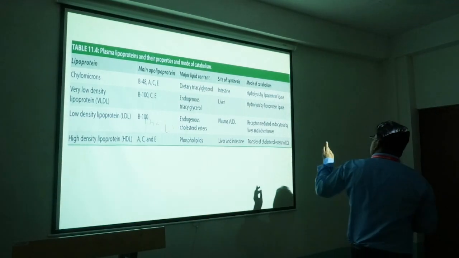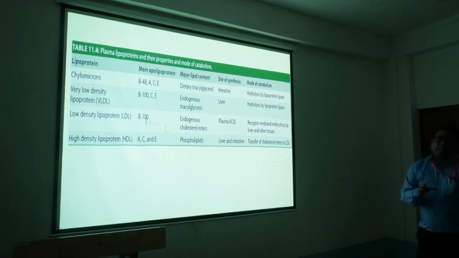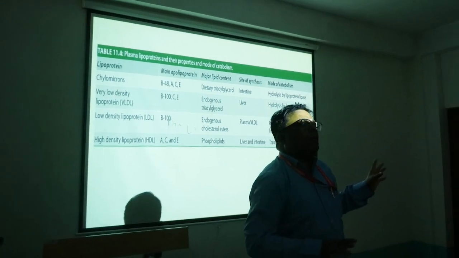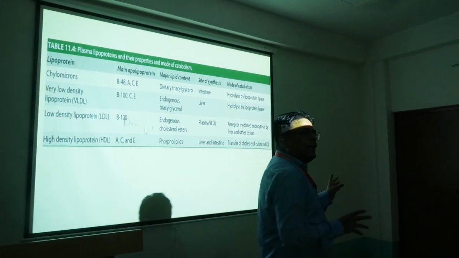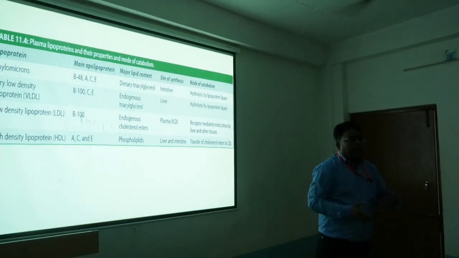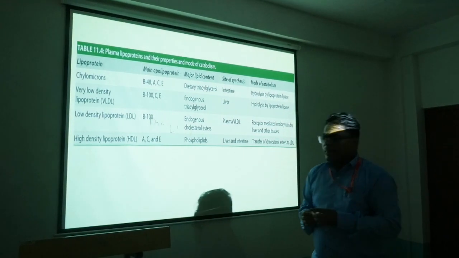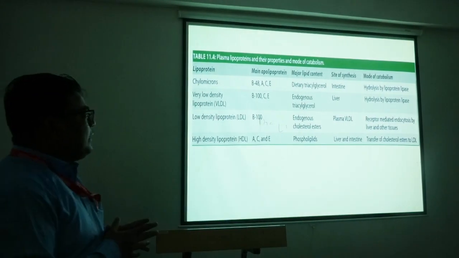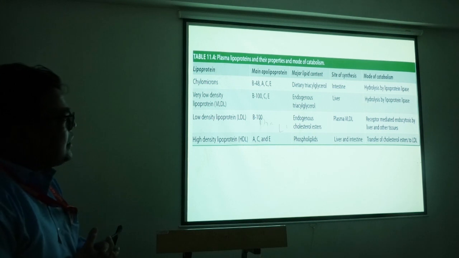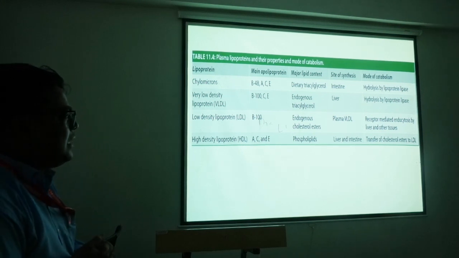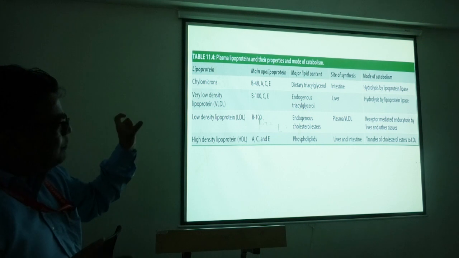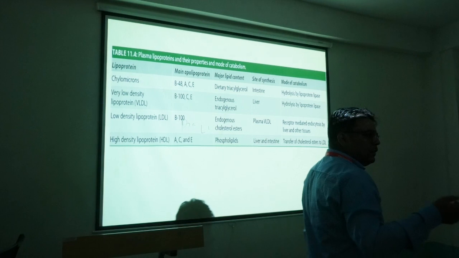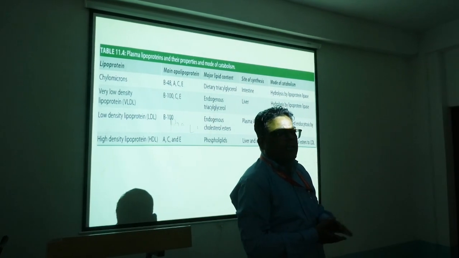These are synthesized in the intestine and liver, and the chylomicrons are secreted. They are drained into the blood from lymphatic vessels. Which vessels? Lymphatic vessels. That's why it is called chylomicron. Chyle means lymph. Now all these are the apolipoproteins. The major lipid content is dietary triglyceride, endogenous cholesterol ester, and phospholipids. Here the word endogenous comes. What is the meaning of that? What is the meaning of endogenous triglyceride?